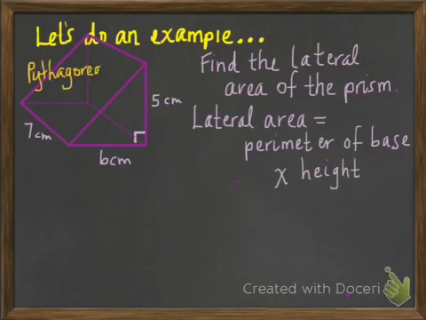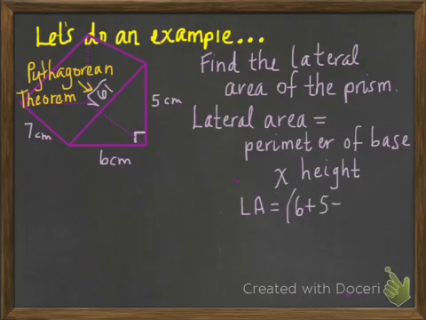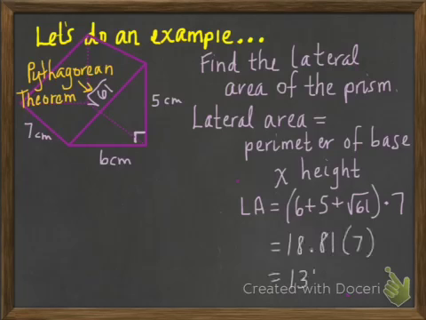And to find the rest of that base, you use the Pythagorean theorem, which makes that hypotenuse the square root of 61. So we add 6 plus 5 plus the square root of 61, and we add that all together. That's the perimeter of the base, and then multiply that times the height of this thing, which is 7. We get 18.81 times 7, or 131.7 centimeters squared.